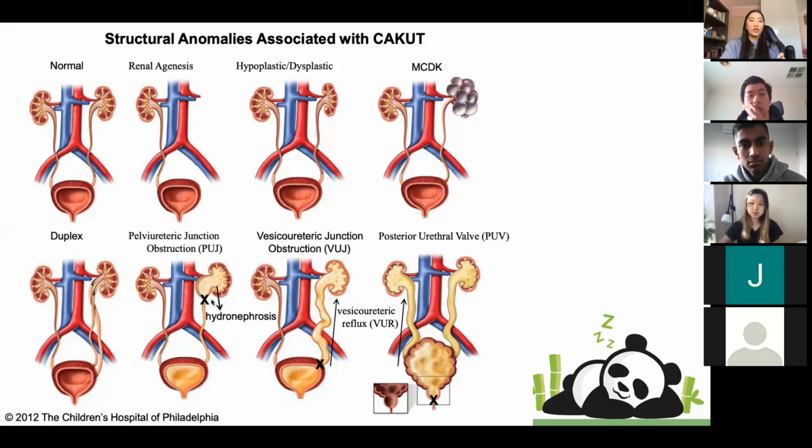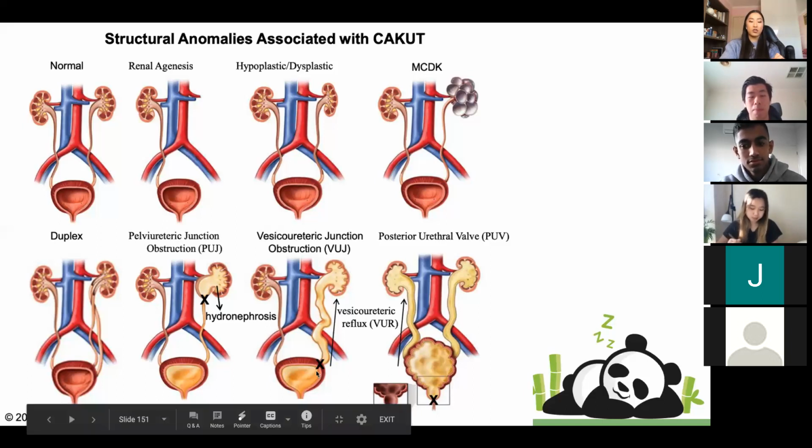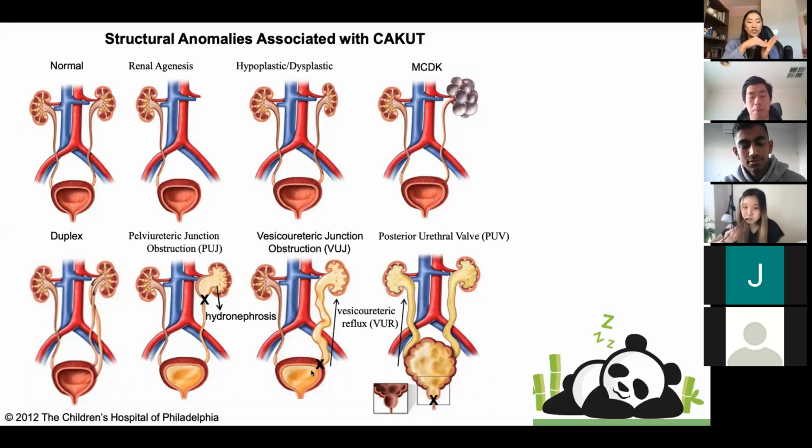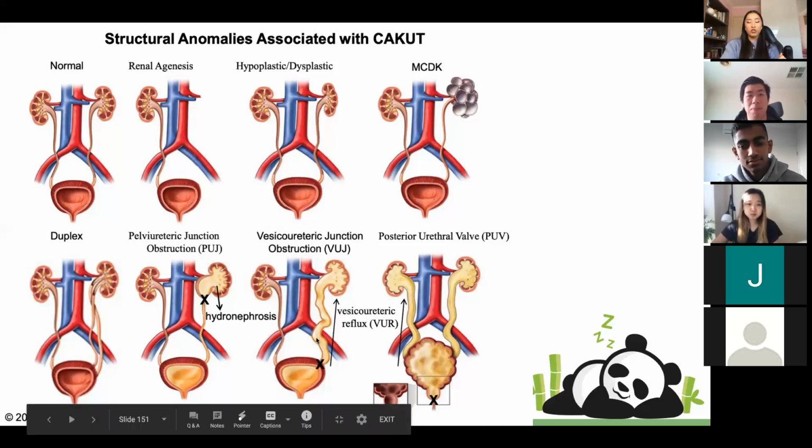So you can have a congenital stricture or obstruction up here in the ureter or at the pelviureteric junction, and that's going to cause hydronephrosis, so urine refluxing into the kidneys. Or you can get an obstruction lower down at the vesicoureteric junction. Oftentimes, if the ureter is not entering the bladder correctly, then you can get an obstruction there, and that will cause hydroureter, so urine reflux into the ureter.